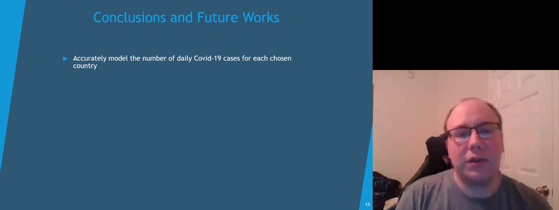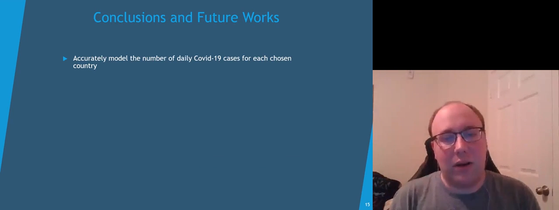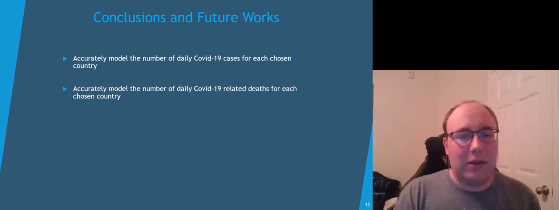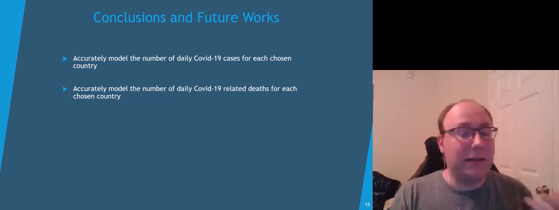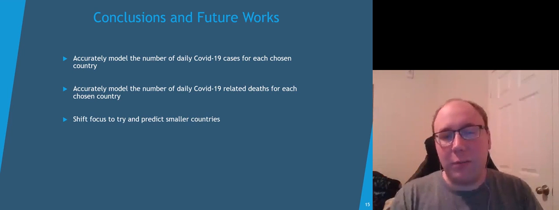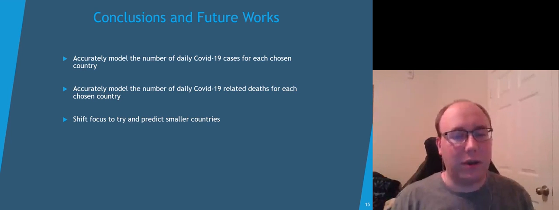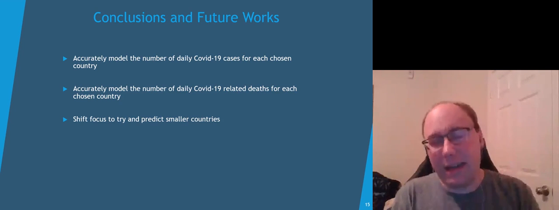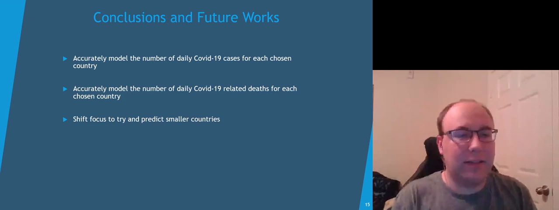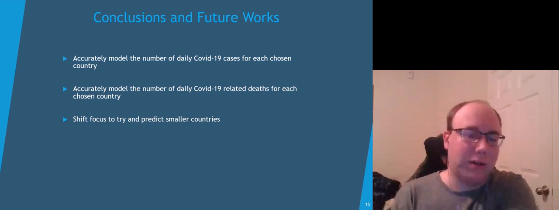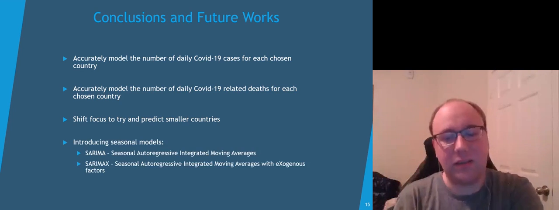Okay. So let's go briefly over conclusions and future work. We were able to accurately model the number of COVID-19 cases for each chosen country. Awesome. We were able to accurately model the number of daily COVID-19 related deaths for each chosen country. Also good. For our future work, we maybe want to shift our focus and try to predict smaller countries. As I mentioned in the beginning, we based our choices on the highest average daily cases and daily deaths. So maybe now we're going to see if our methods will work on smaller data, countries that don't have quite as many cases or deaths.